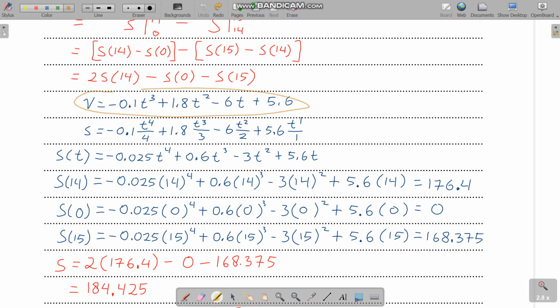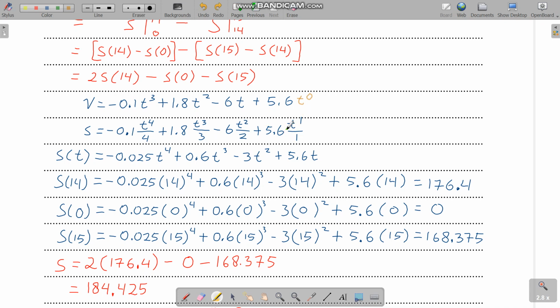Previously we have the v. To find the s, we integrate. So the integral is rewrite the coefficient, the new power is 4 divided by 4. Rewrite the coefficient, the new power is 3 divided by 3. This is actually 2 to the power of 1. Rewrite coefficient, new power is 2 divided by 2. This is actually 2 to the power of 0. Rewrite the coefficient, new power is 1 divided by 1. Okay, so that's how we integrate.